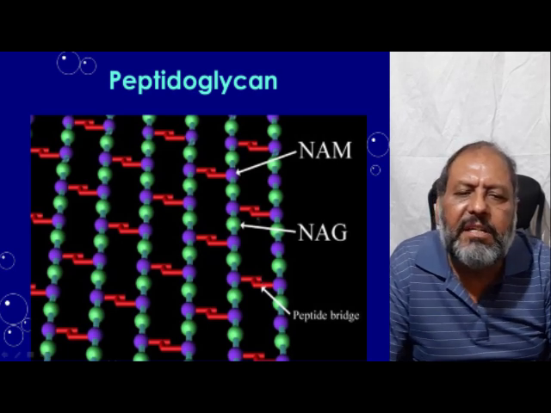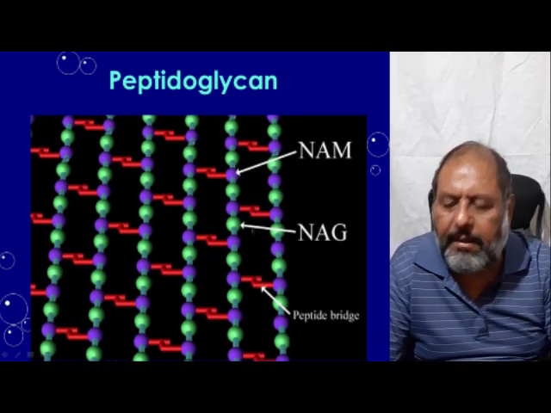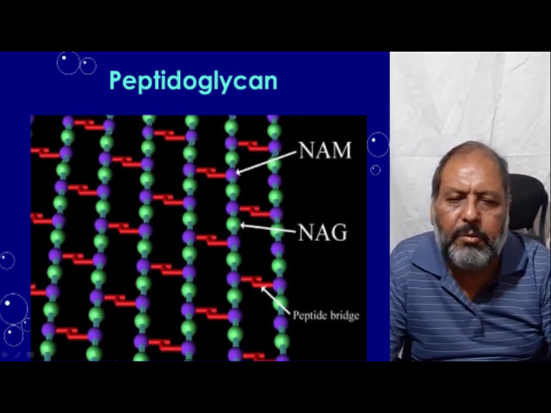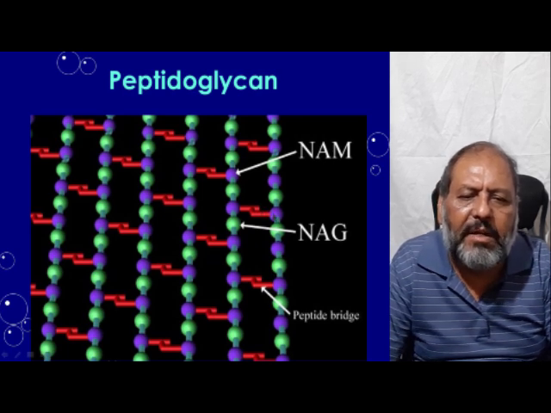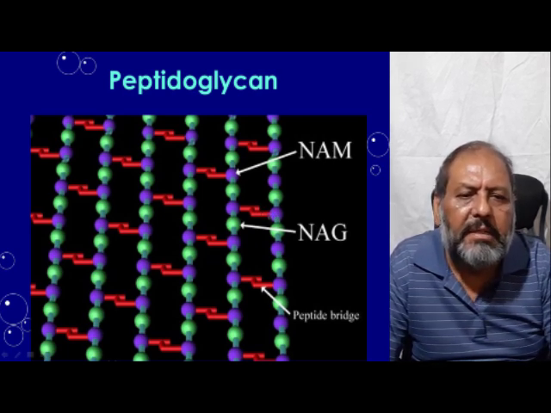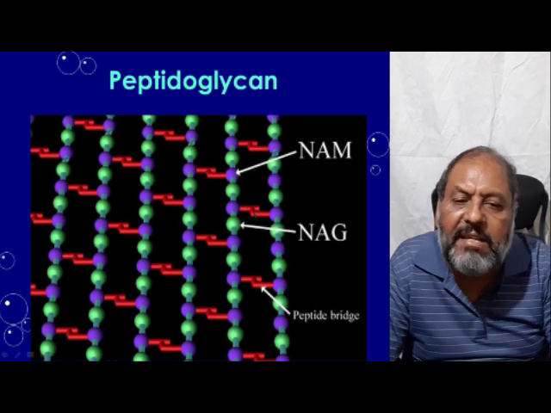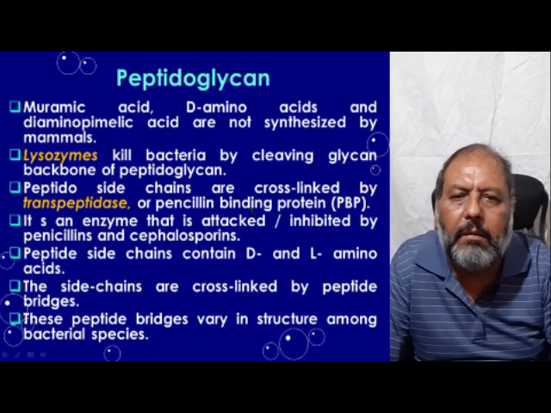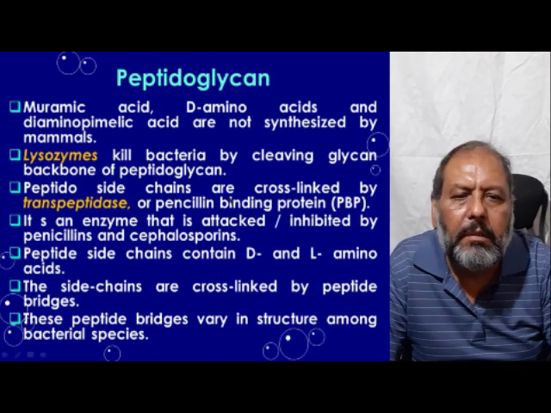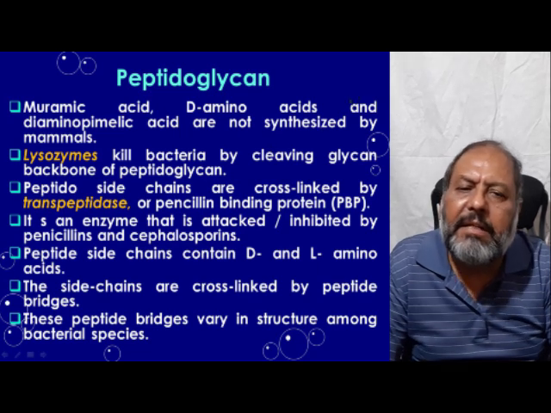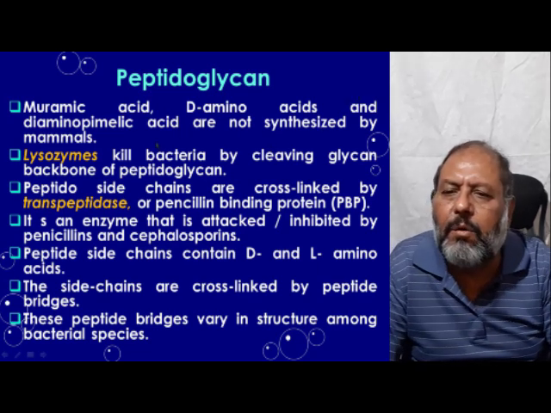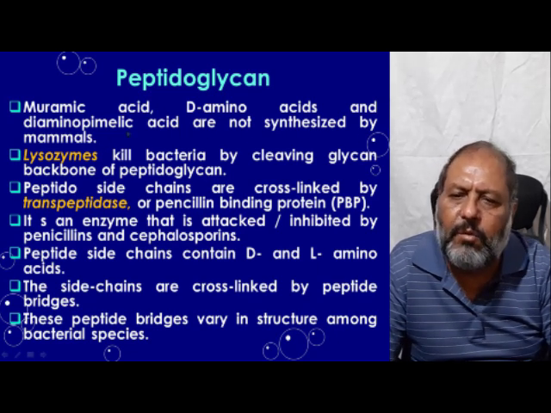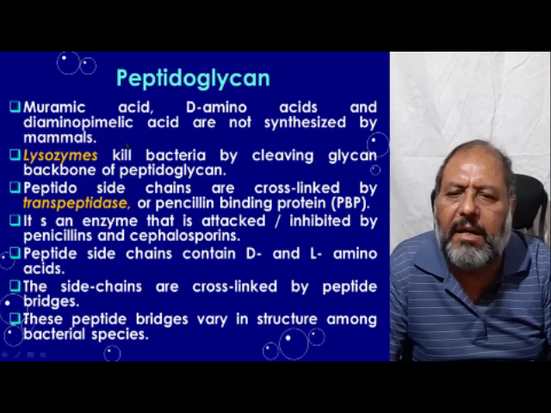For easy convenience, one can think of it like a ladder. The two main pillars, the bamboos of the ladder, are connected by one piece coming out from this NAM and one piece from this NAM, and these are interconnected by the cross chain. So the muramic acid, D-amino acids, and D-pimelic acid are not synthesized by mammals. These are only synthesized by bacteria.